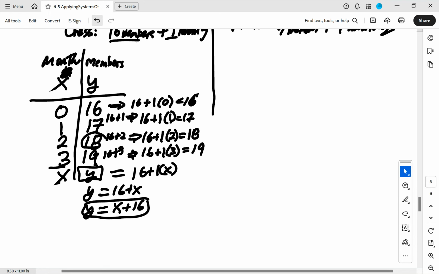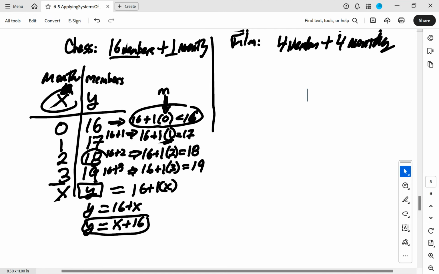So the key to this is what I did here, where I put the number of months here, which happens to be X. And so it's 16 plus 1x, but the x becomes 0, so 16 plus 0. And then for this one, the months are 1, so 16 plus 1 times 1, and so on down the line. So it actually turns out to be 16 plus the number of months, which is why it's 1x down here for the equation. Whew! Okay, let's do it again on the other one.